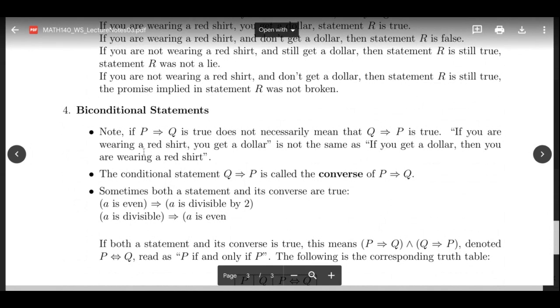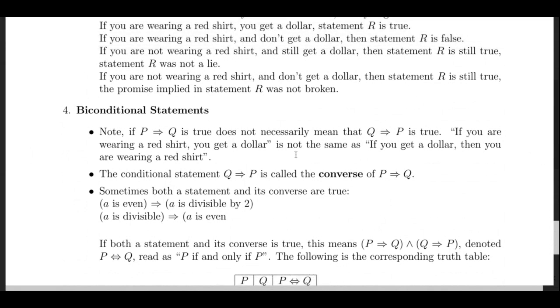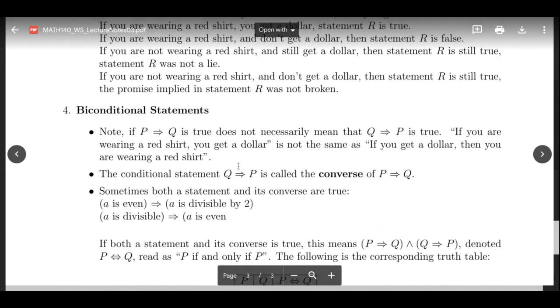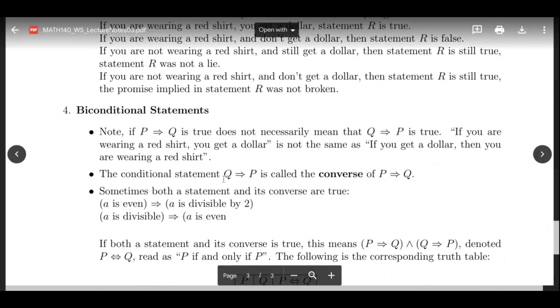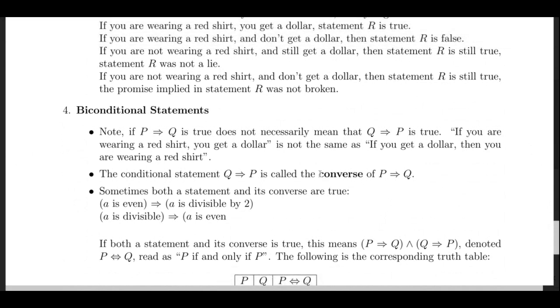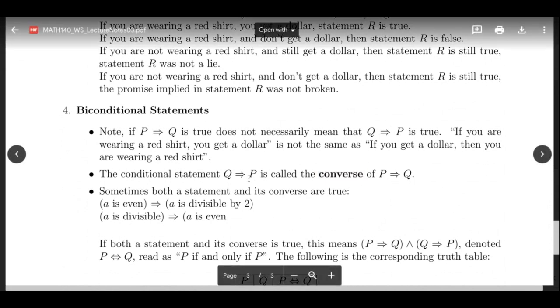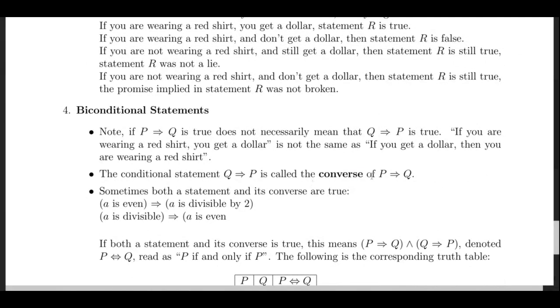If you are wearing a red shirt, you get $1. That does not mean the same as if you get $1, then you are wearing a red shirt, right? The conditional statement Q implies P is called the converse of P implies Q. So Q implies P is the converse of P implies Q. Also, P implies Q is the converse of Q implies P. So they're converses of each other. We use this term, converse.